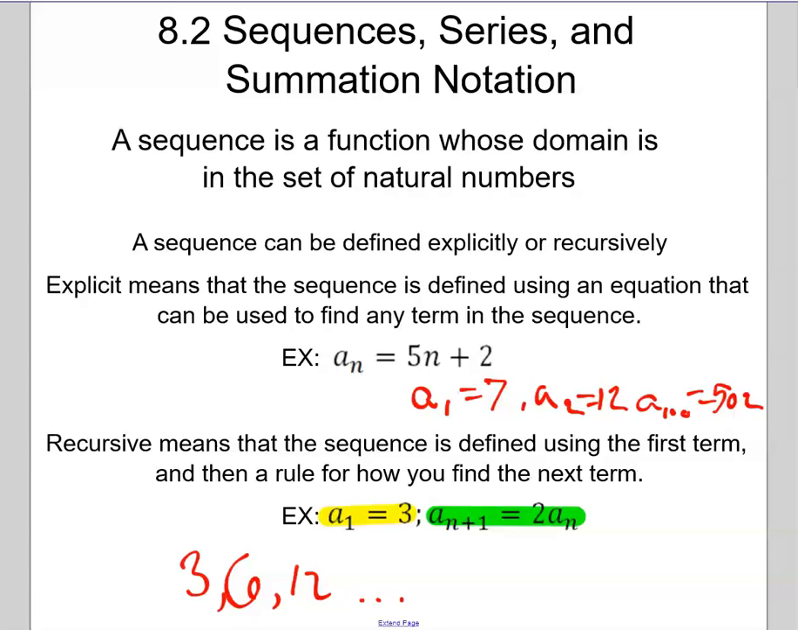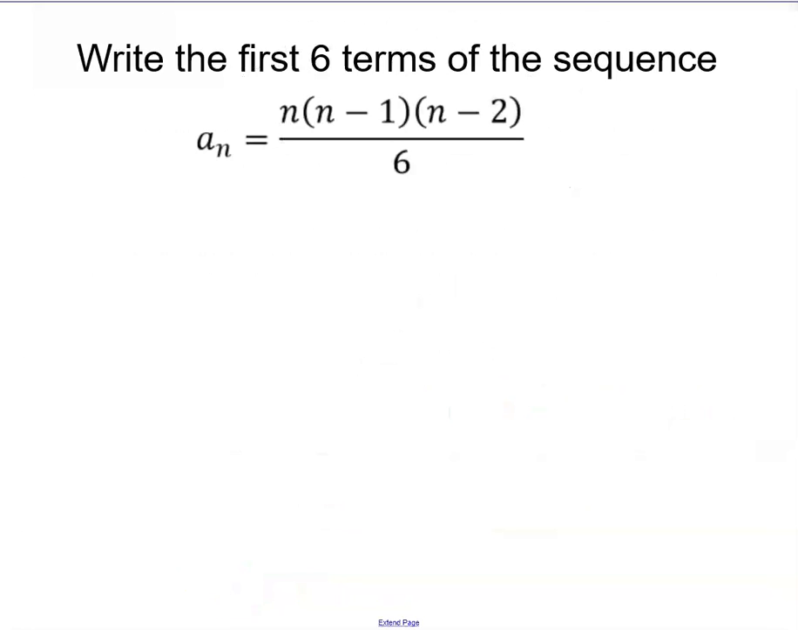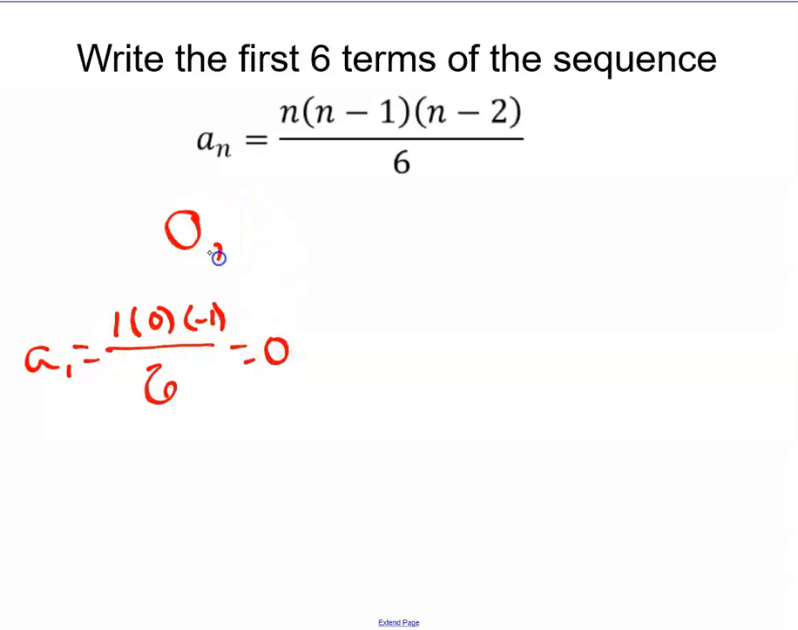So that's one thing that we'll be doing. And first we're just going to look at a couple of types of each of those. So here we have an explicit rule. You can recognize an explicit rule because you're told a sub n equals, and then you've got an equation that just has n's in it. So to find the first term in this sequence, we're asked to find the first 6 terms. We need to plug in 1 into the sequence. So to find a sub 1, I'm going to take 1 times 1 minus 1, which is 0, times 1 minus 2, which is negative 1, all over 6, which gives me 0. So the first term in this sequence is 0.